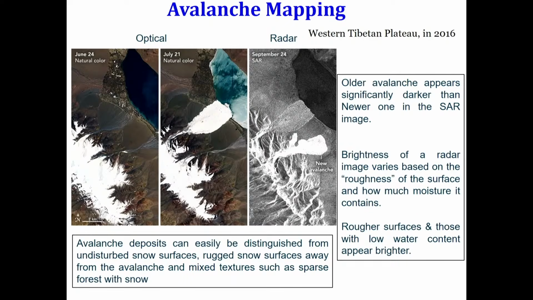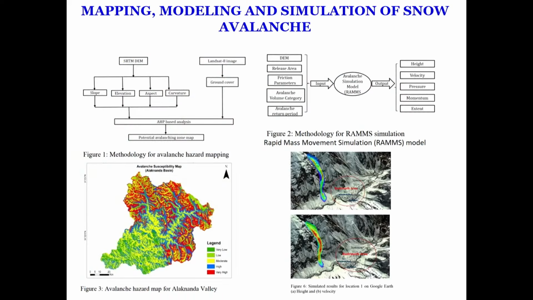So these help you to map the avalanches, and subsequently we can also do modeling and simulation or vulnerability mapping of avalanche-prone areas using GIS and various inputs from the digital elevation model, like slope, elevation, aspect, curvature, then land use map. Based upon certain triggering conditions, by giving them weightages, we can find out and also do certain kinds of modeling.